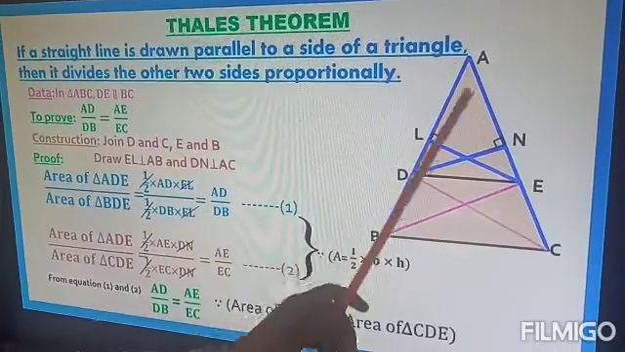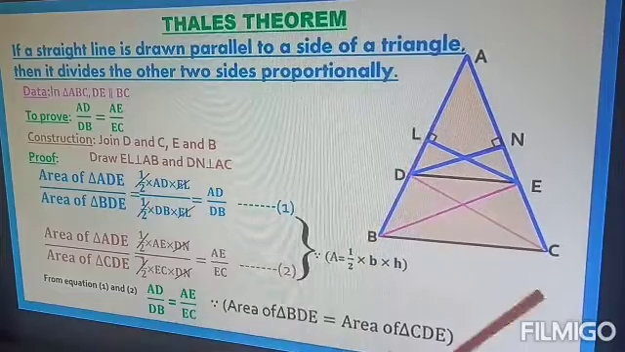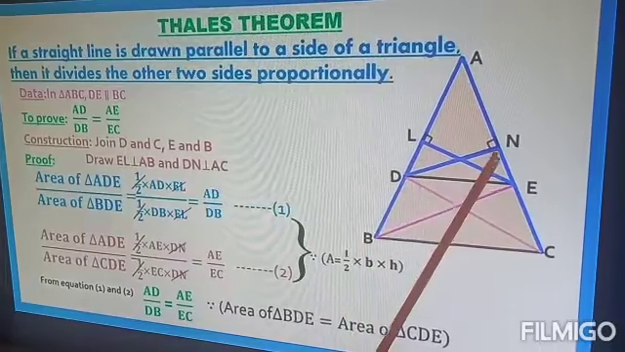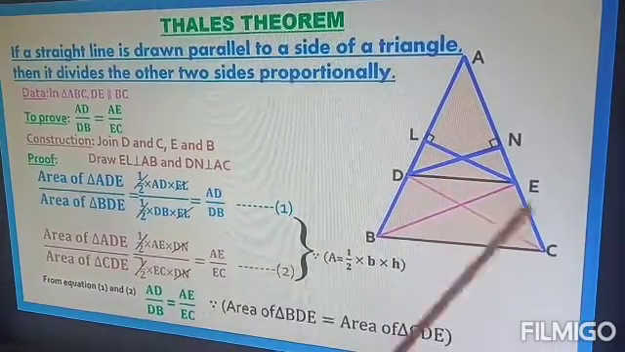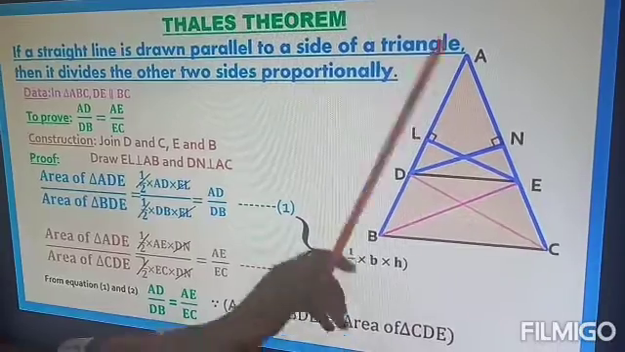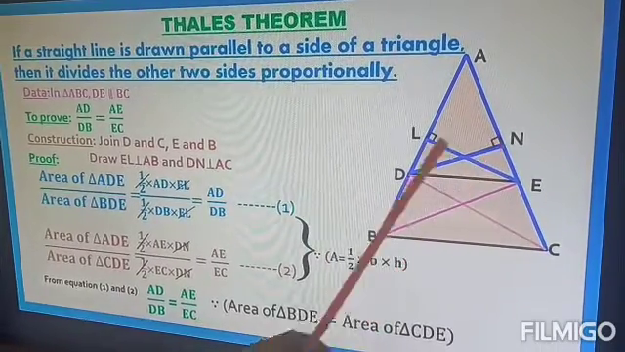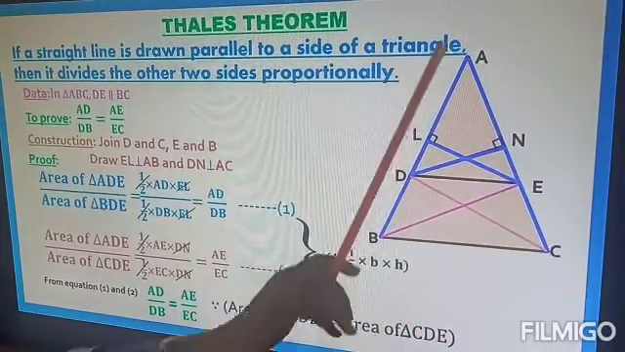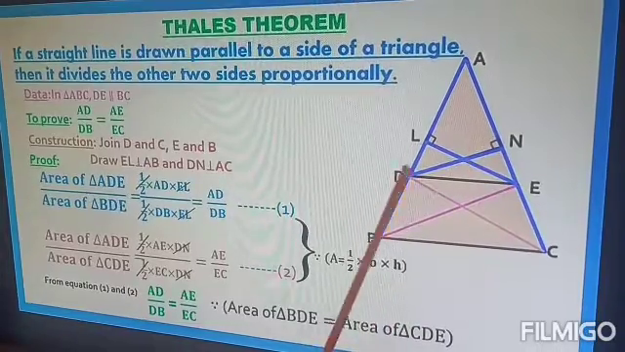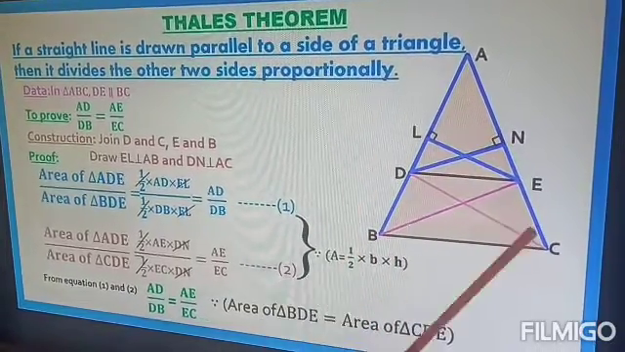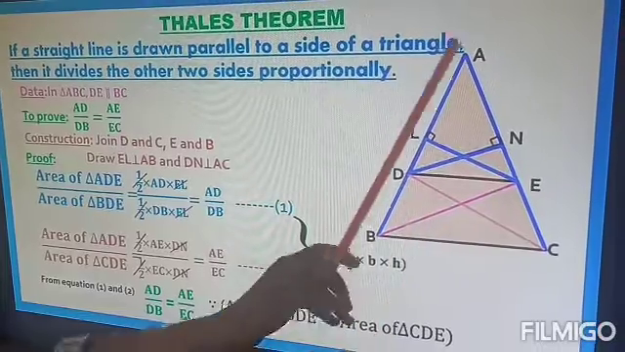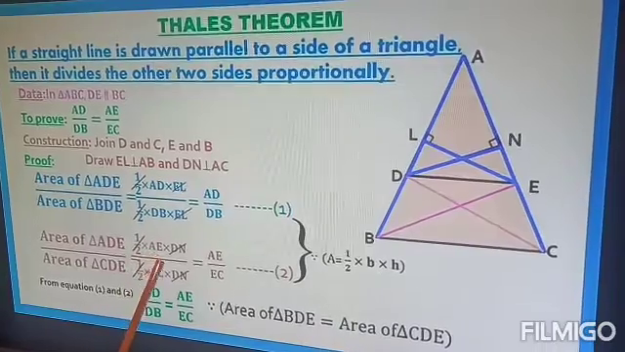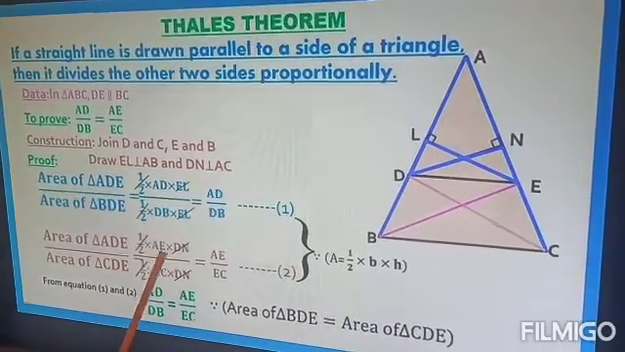For this side, DN is the perpendicular line. This is the height for the whole side, in the whole triangle. Therefore, if we take triangle ADE, DN is also the perpendicular line, which means it is the height. AE is the base, DN is the height: half into AE into DN, base into height.